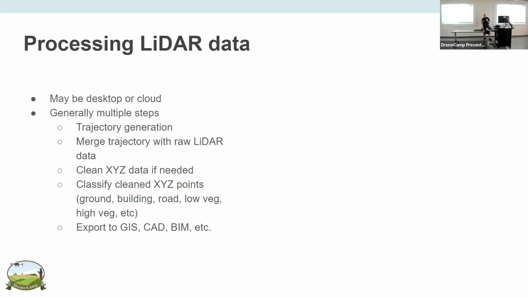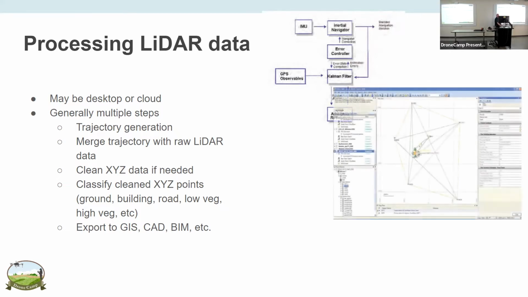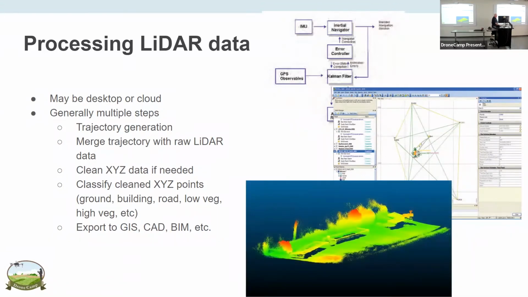You then merge the trajectory with, so this is the process of generating the trajectory, often done in a piece of software, something like PosPac from Applanix. I don't know if anybody's ever seen this before, but this is using a virtual reference system of base stations around where the study site was. It's PPK, basically. You then merge that trajectory with the LiDAR data, and that's where you get your first real point cloud. That's where you've got XYZ points, but it's going to be full of noise.